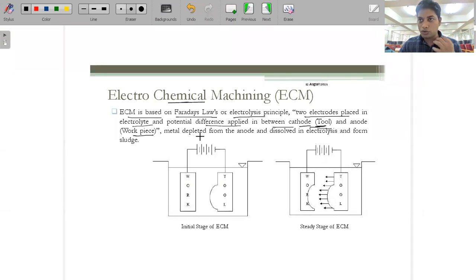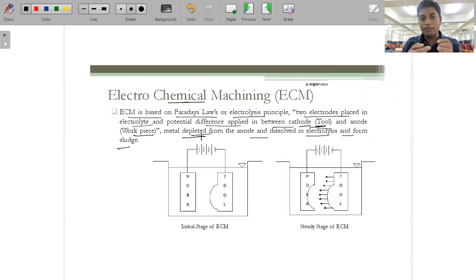If we do this, then the material will be depleted from the anode side, dissolved in the electrolyte and form sludge. Depleted means the material is removed from the workpiece area. Here we are not using a conventional machining operation, so we cannot say material removal, but actually the meaning of depleted is that the ions through which the material is removed from the workpiece are dissolved inside the electrolyte. So that is basically removed.